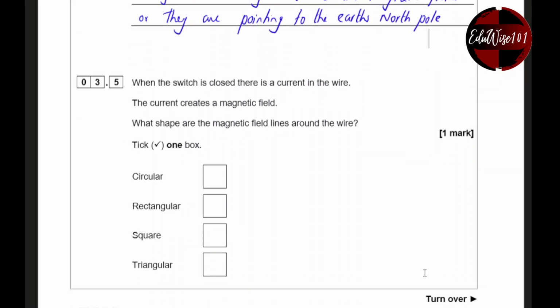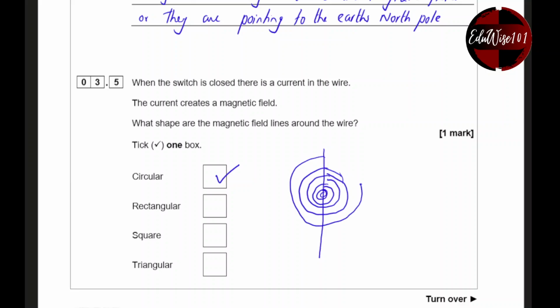When the switch is closed, there is a current in the circuit, in the wire. The current creates a magnetic field. What shape are the magnetic field lines around the wire? Now, when there is a current in the wire, the magnetic field lines are circular in shape. So if you have the wire like this, then you're going to have circular lines, magnetic field lines all around it. And the lines are much closer together near the center. As you move further away, the lines spread out because the field is getting weaker.